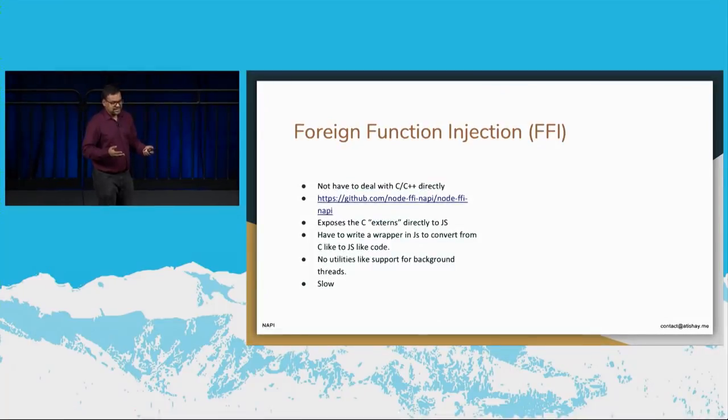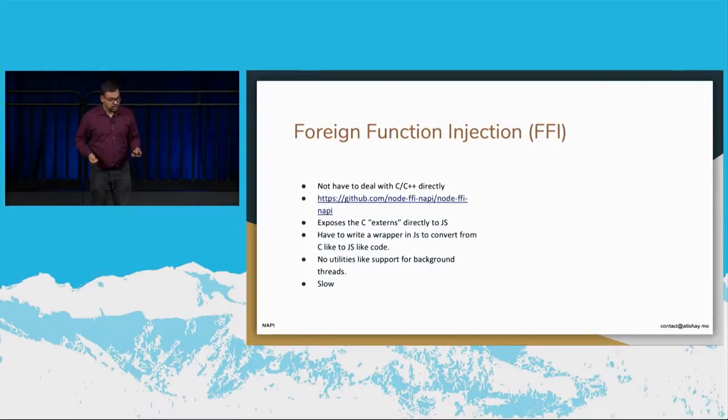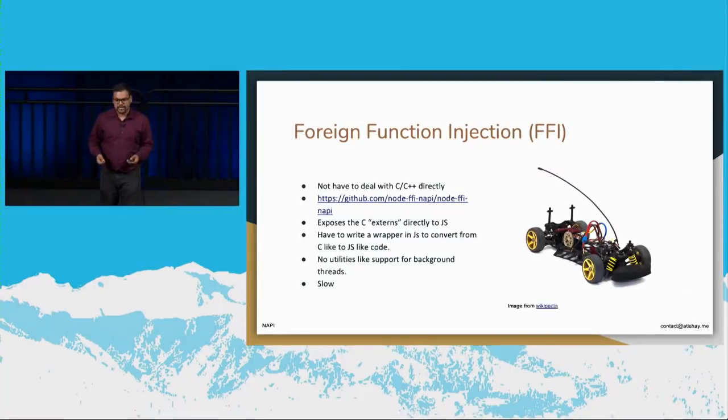If the C library is actually slow and you're actually doing number crunching, you would want to do this in a background thread. Don't stall my application while this thing is running. And you cannot do that with FFI. For doing something like that, you need something more advanced. FFI is more like a toy. It works for what it works, but if it doesn't, look for a better solution.